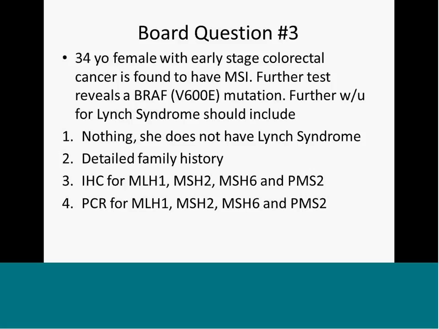And we'll end up with our last board question, number 3. So, this is for a third-year fellow. A 34-year-old female with early-stage colorectal cancer is found to have MSI. Further testing reveals a BRAF mutation. Further workup for Lynch syndrome should include 1, 2, 3, or 4.